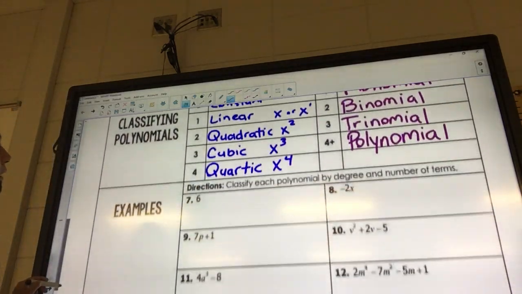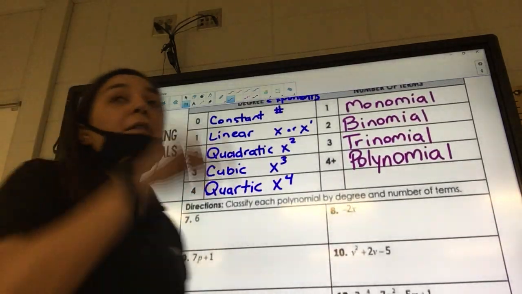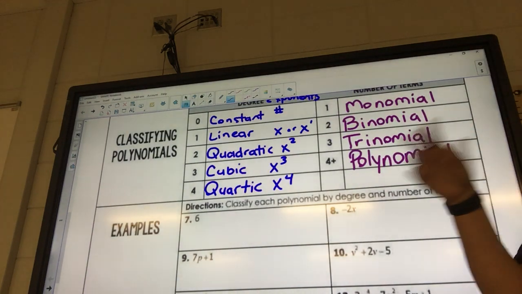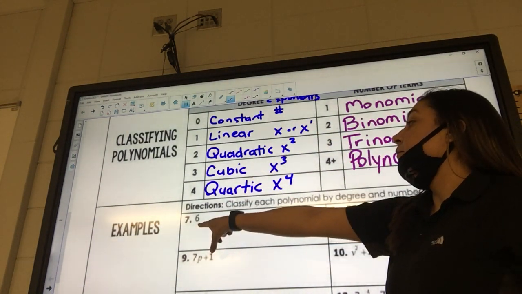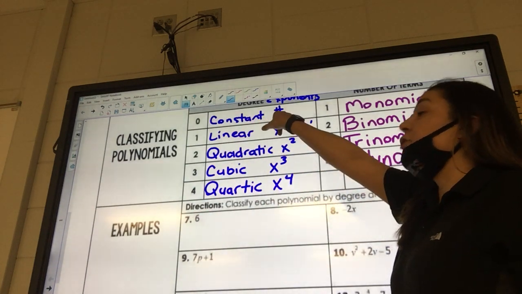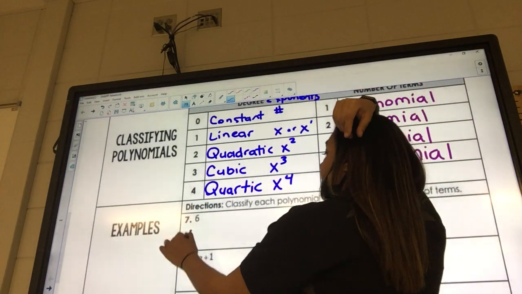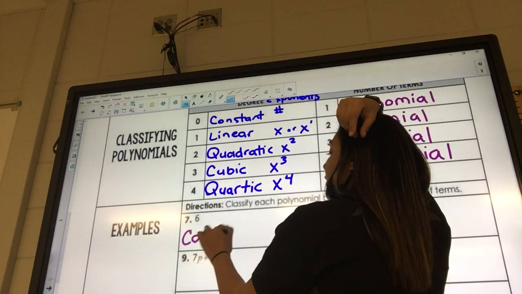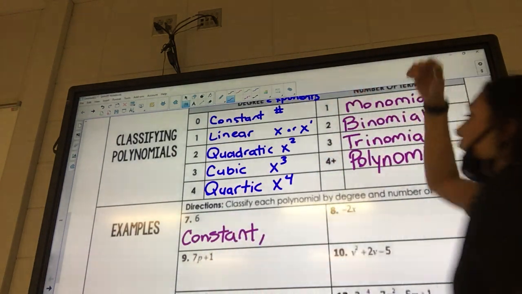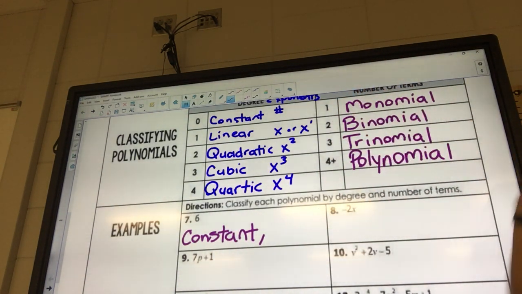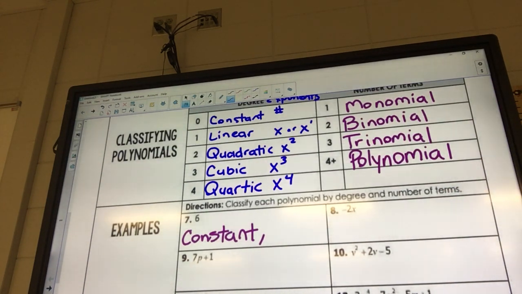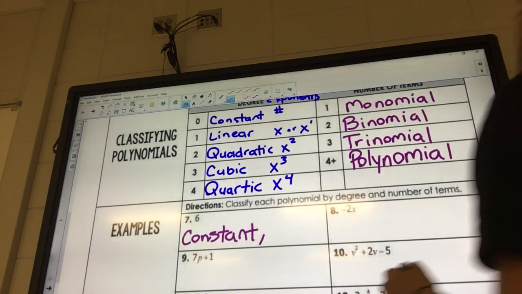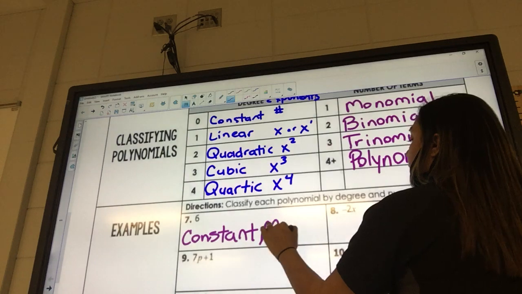Okay, so let's look down here. On all of these, you should have 2 answers. You pick 1 from each category. So 6. What is the exponent? Constant. 0. It's a constant. It's just a number by itself. So you're going to say constant. And then how many terms does it have? 1. Okay, for every addition and subtraction sign you see, that separates them into different terms. So it's going to be a constant monomial is what it's called.